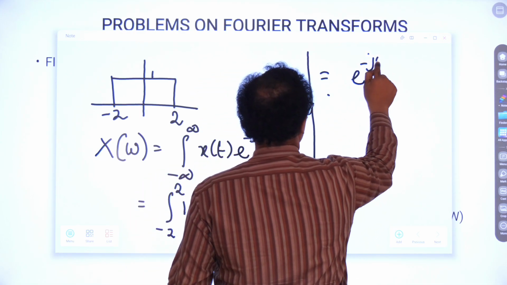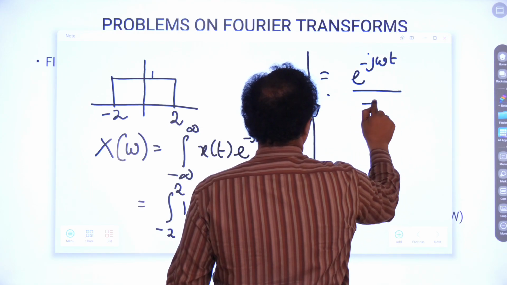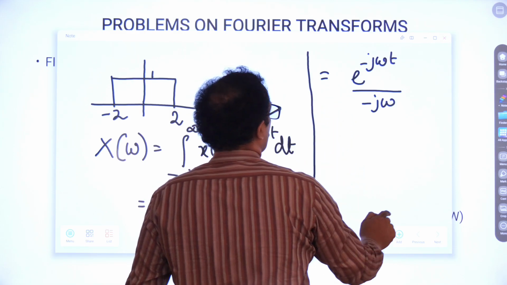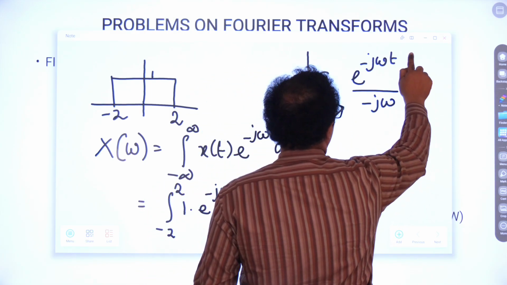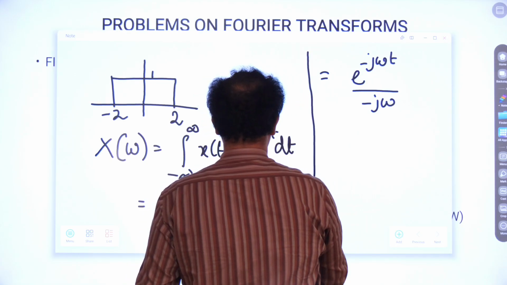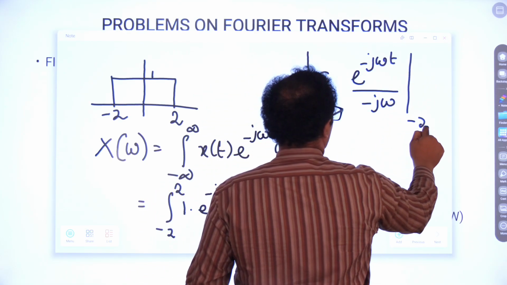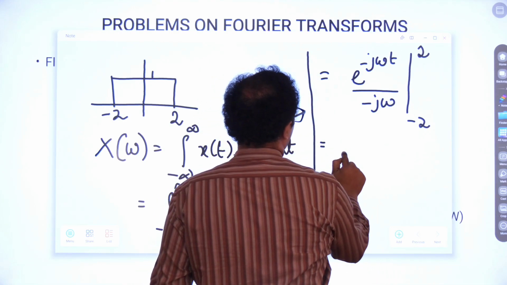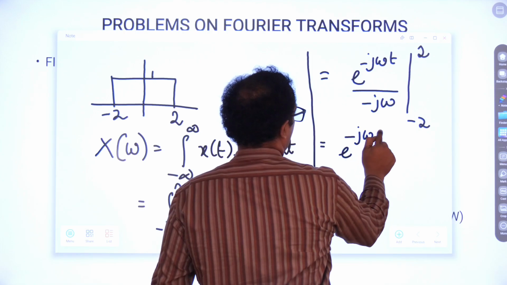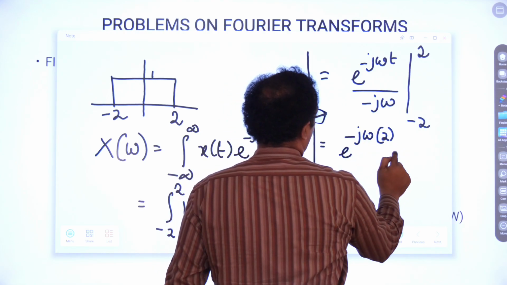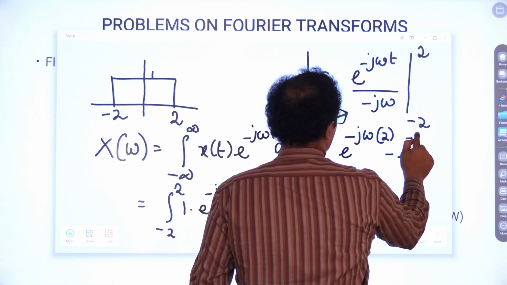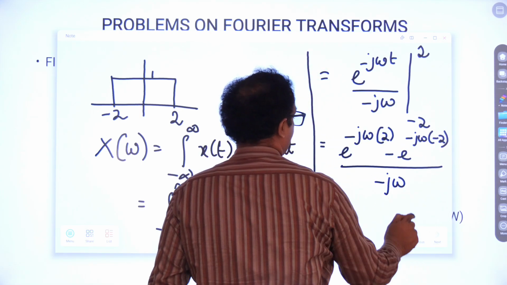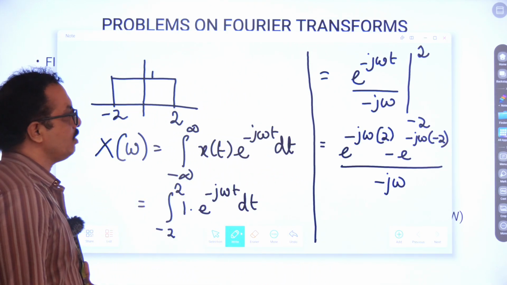When I integrate e power minus j omega t with respect to t, I get e power minus j omega t by minus j omega, in the limit -2 to +2. Applying the limit, upper limit minus lower limit, I substitute t: e power minus j omega into 2, minus the lower limit e power minus j omega into -2, all by minus j omega. Kindly make a note of it up to this.